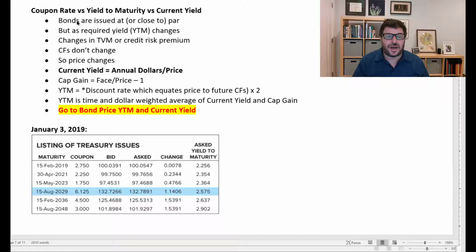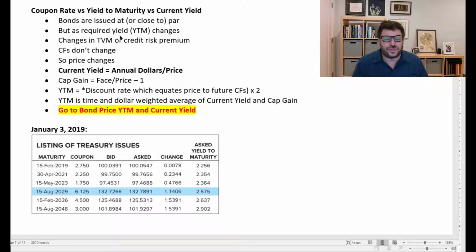But as time passes, the required yield from holding the bond changes, and it can change for two main reasons. Remember, there's three components in the yield to maturity. The first is the pure time value of money. And it just might be the case that people need to earn more from holding this bond. And so if the yield to maturity gets higher because people need to earn more from holding this bond, then the yield to maturity goes up and the price will go down.